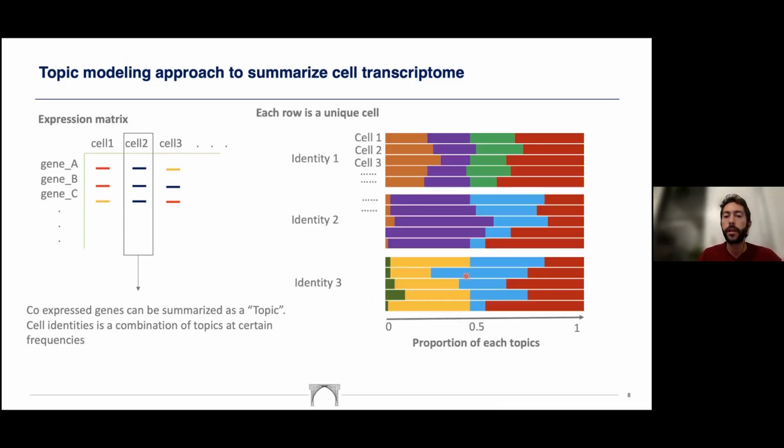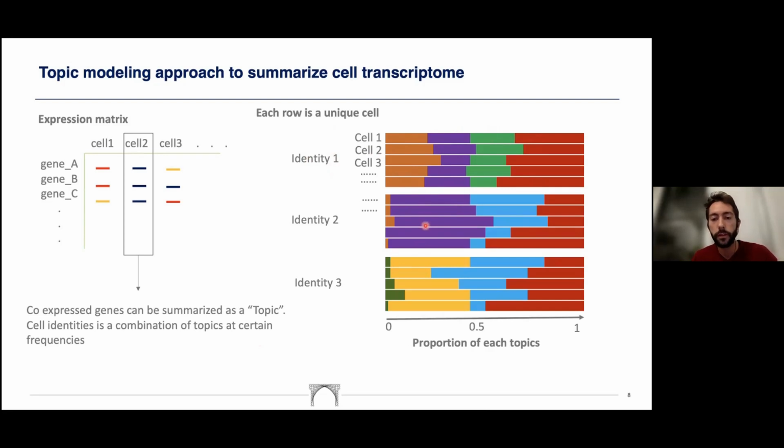And so typically it gives you graphs like that. I don't know if you have ever seen such things, where each cell is summarized by a kind of colorful barcode, combining different topics in different proportions. So you can now identify different cell identities, and you see this identity 1 is characterized by a high proportion of this brown topic, while identity 2 is mostly about the purple topic, and so on.